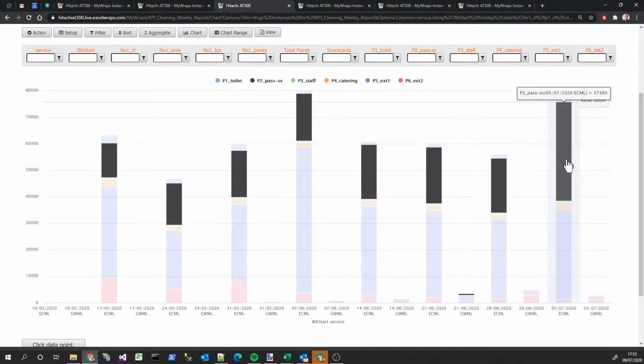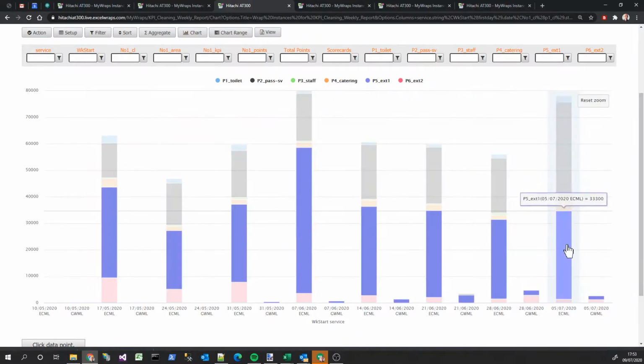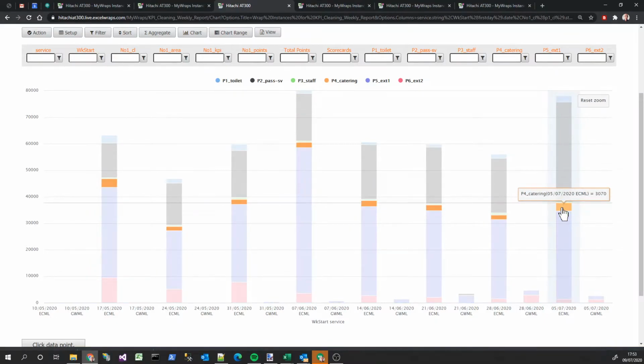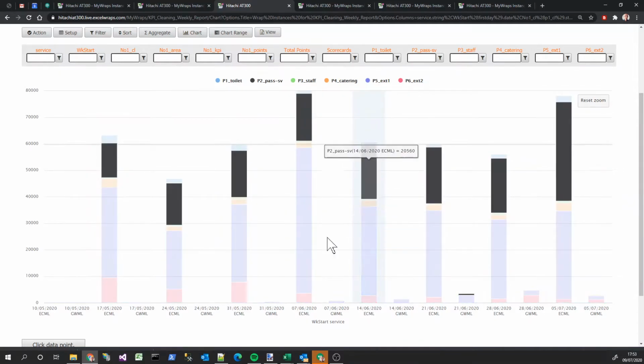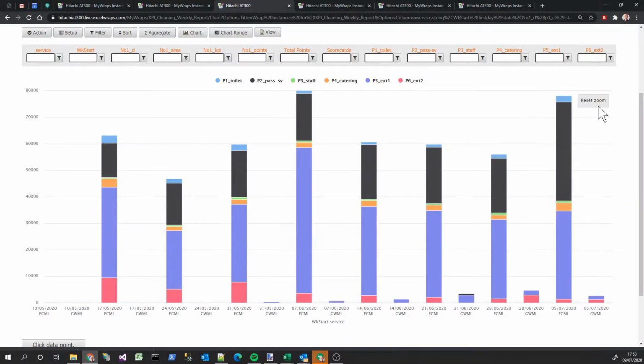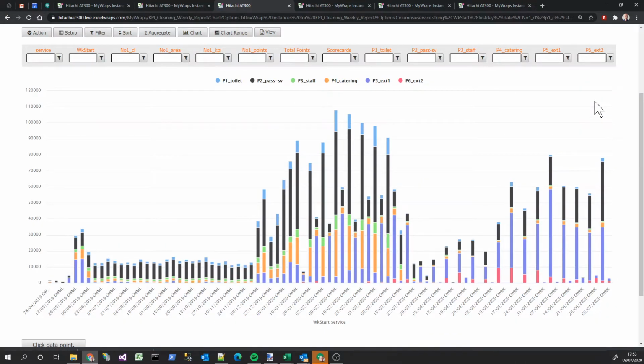The other thing we can do is hover over this one here. So this is saying it's item number 2, and it's the passenger saloon vestibule area, and it was on East Coast Mainline, and it picked up 37,000 points. This one here is external checks 1, and the little one here is the catering area. Catering area seems to be doing quite well. It always seems to contribute a little bit. So it gives us a nice view of the data. If we can reset the zoom there as well. So we've got tabular view, and we've got the chart view here.